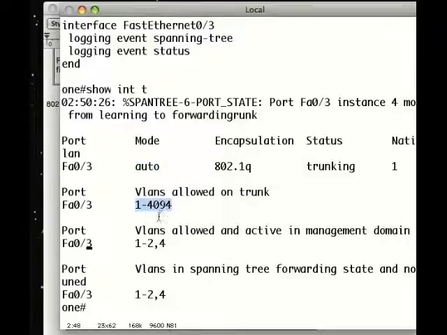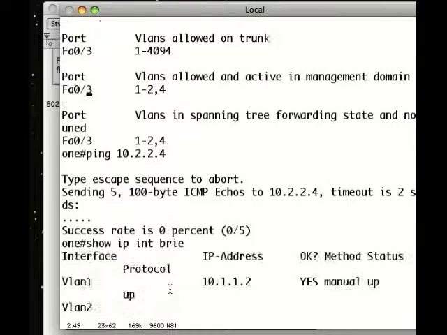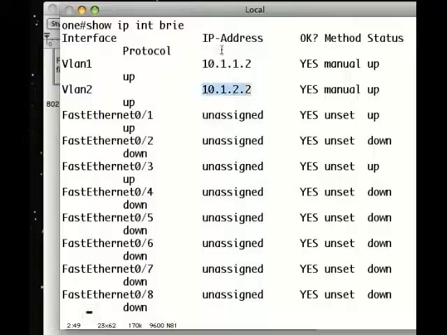VLANs allowed on the trunk are all VLANs, but there are only 3 VLANs active in the management domain and 3 VLANs in the spanning tree forwarding state and not pruned. Ping 10.2.2.4, see if it works. Not working. Show IP int brief. So I've got 2 IP addresses on this switch, and they're both up.